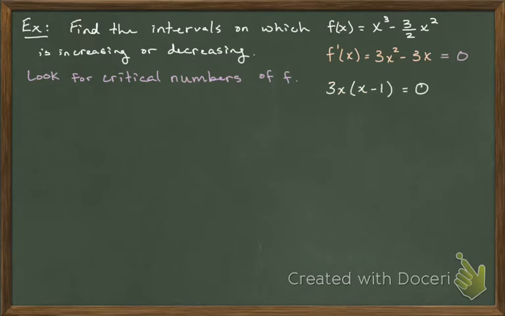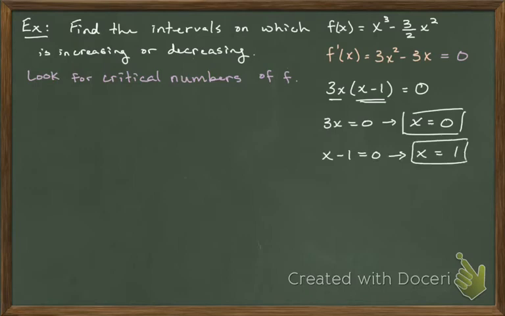In this case, we don't have any values where our derivative is undefined. So we just set our derivative equal to 0 and solve. I've got 3x times x minus 1, and each of those set equal to 0 gives me x equals 0 and x equals 1. So I've got two critical numbers here, 0 and 1, and those are going to create the shape of my function. Basically, I'm going to work around those values. Think of those as the a and the b in our previous slide.